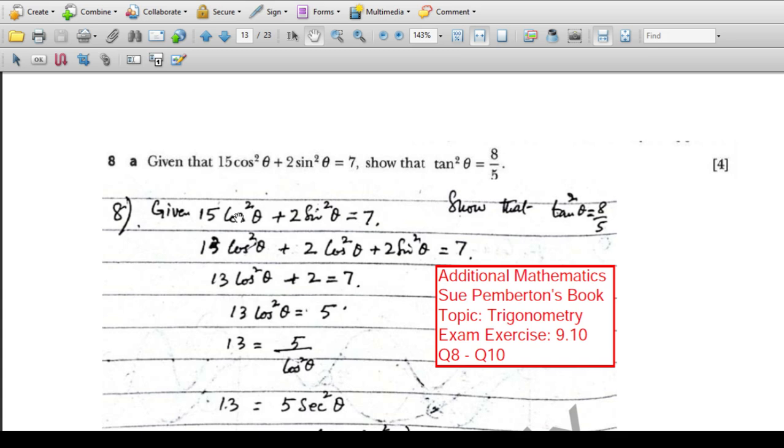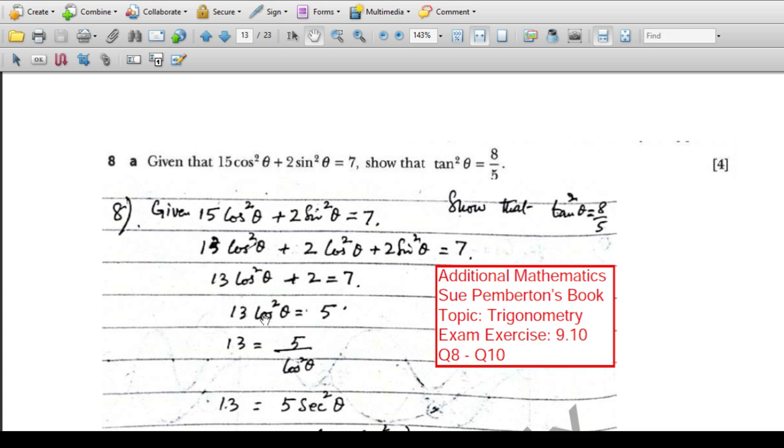15 cos square theta can be broken down into 13 cos square theta plus 2 cos square theta. As a result, we obtain cos square theta and sin square theta. We take 2 common, and then sin square theta plus cos square theta in the bracket becomes 1, because sin square theta plus cos square theta is equal to 1. So this part becomes 2 only. Now 13 cos square theta plus 2 is equal to 7.